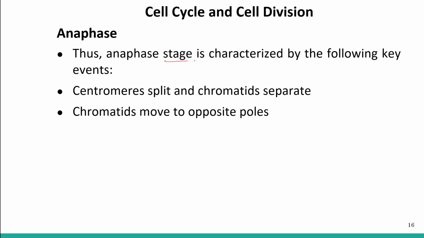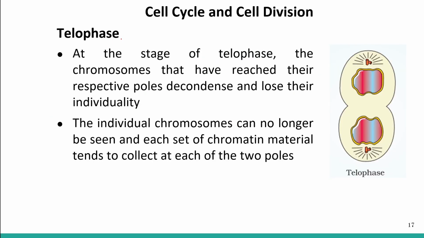Thus, the anaphase stage is characterized by the following key events. Centromere split and the chromatids get separated. Chromatids move toward the opposite poles. So these two things occur in the anaphase. Okay. Next comes the telophase.